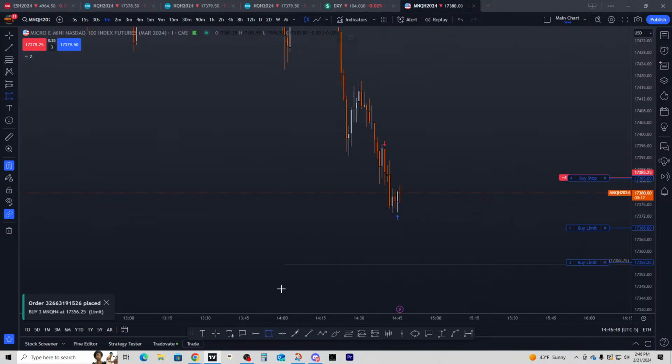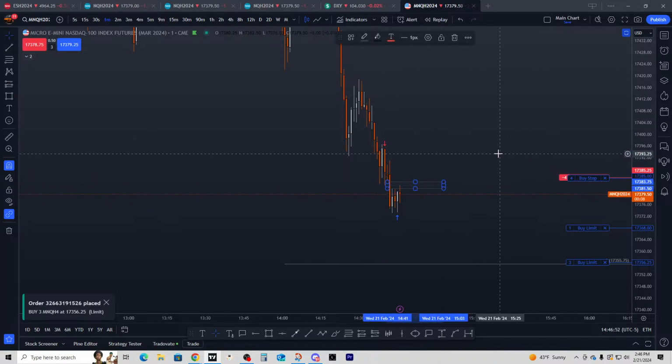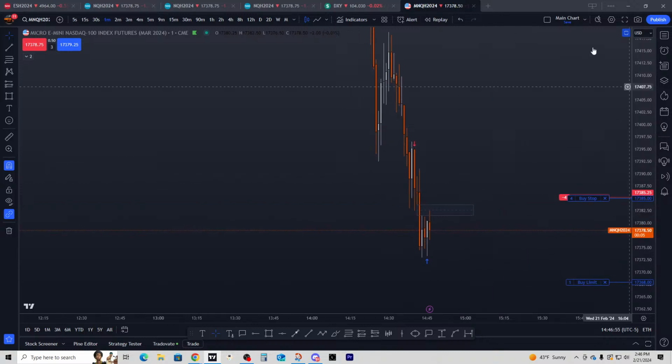We got this fair value gap now. We're in bearish order flow. So we'll see if this fair value gap wants to resist price to send it down lower or not.